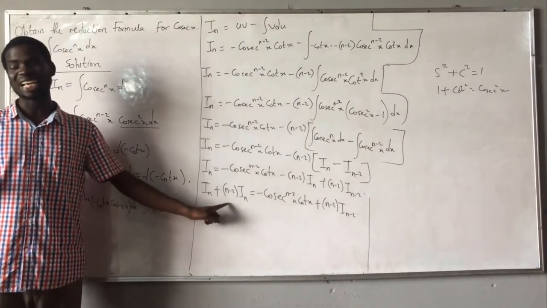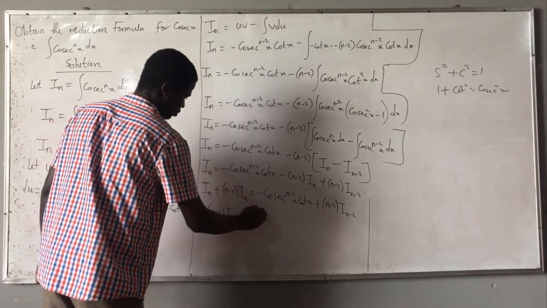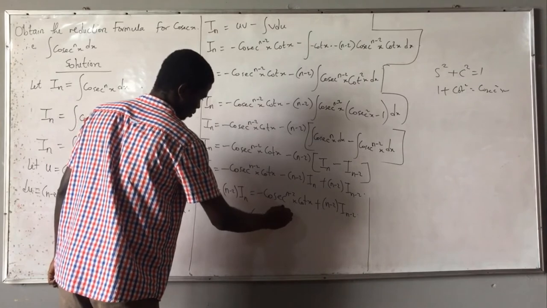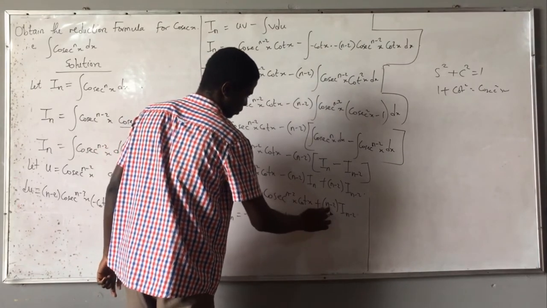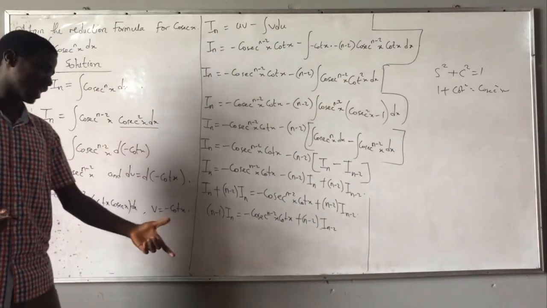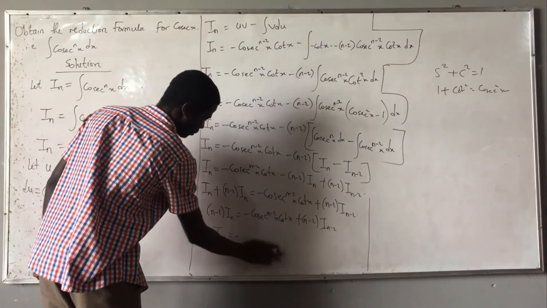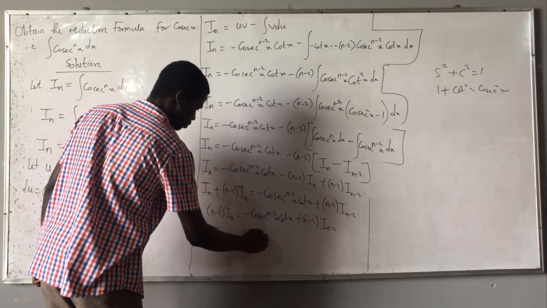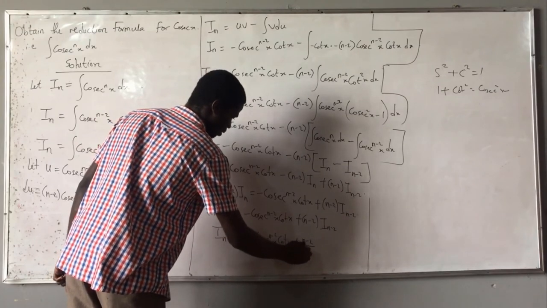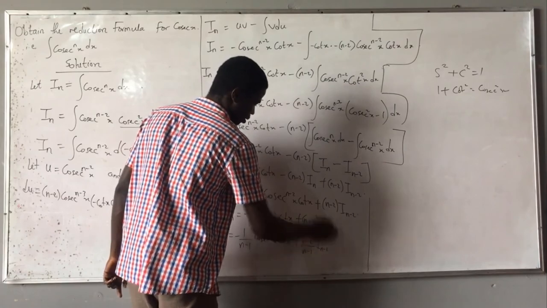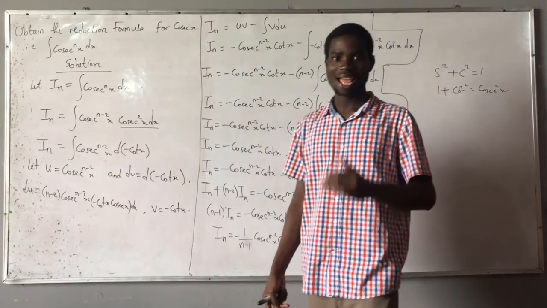Now factorize I_n here, I will have 1 plus (n-2), and 1 plus (n-2) will give me n-1. So I have (n-1) I_n equal to minus cosec^(n-2) x cot x plus (n-2) I_(n-2). So divide through by n-1, and that's all. So I_n will be equal to minus 1 over (n-1) cosec^(n-2) x cot x plus (n-2) over (n-1) I_(n-2). And that is the reduction formula for cosec^n x. Thank you very much.